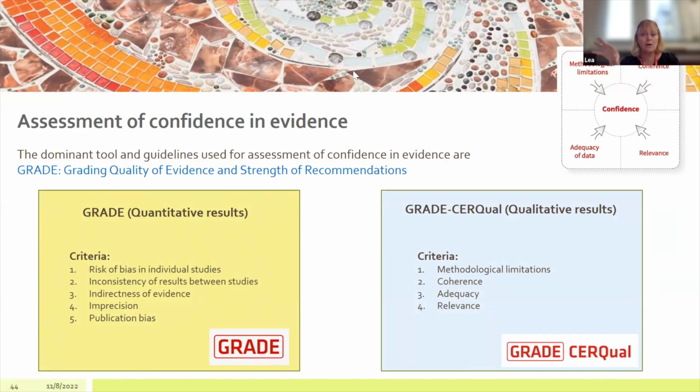called GRADE-CERQual, which is designed for qualitative results, or I would say mixed methods or heterogeneous evidence, which has a different but related set of criteria where you assess the methodological limitations, coherence, adequacy, and relevance of the evidence base supporting each key finding in order to come out with a confidence grade. And each of these is very clearly articulated, and there's excellent documentation to do this.